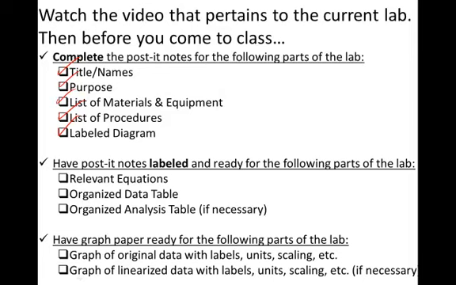Now have blank Post-it notes labeled and ready for the following parts of the lab: relevant equations, organized data table, organized analysis table, that would be if necessary. Also have graph paper ready for the following parts of the lab: the graph of the original data with labels, units, and scaling, and the graph of linearized data with labels, units, and scaling, that would be if it's necessary.